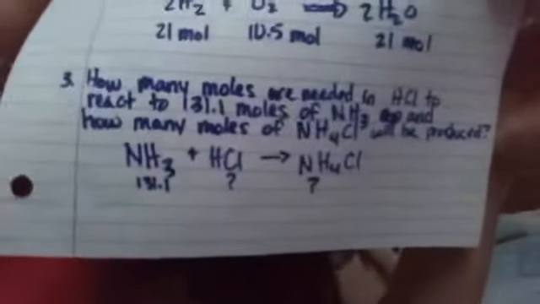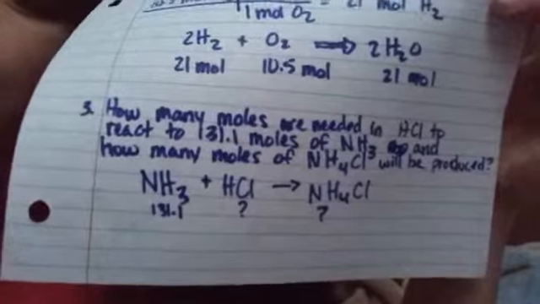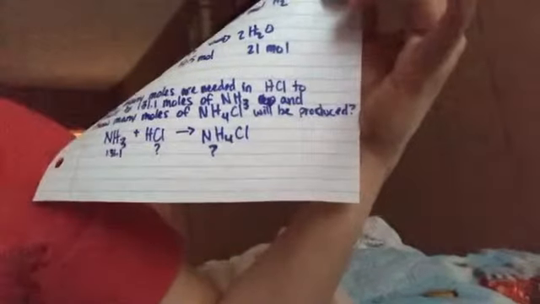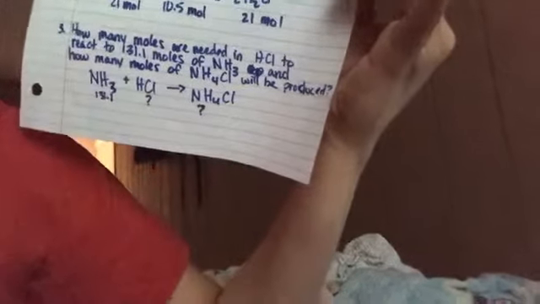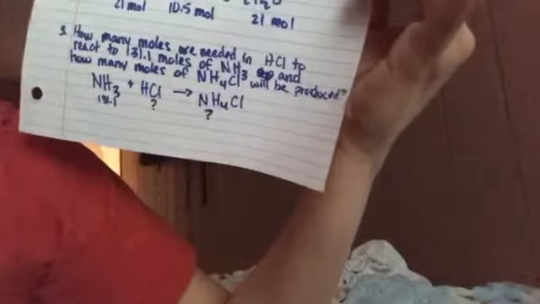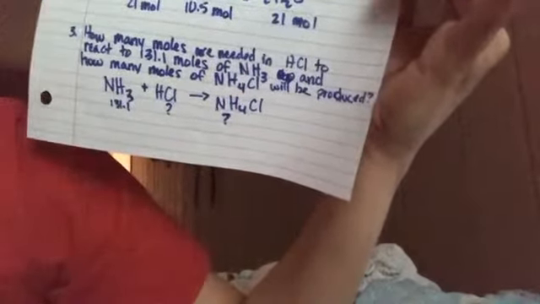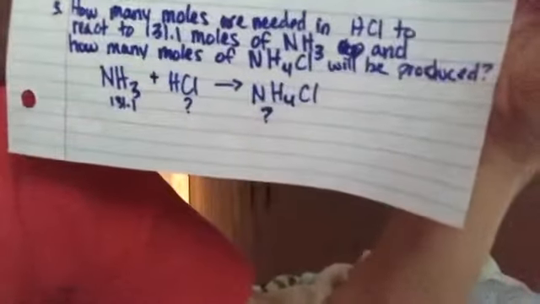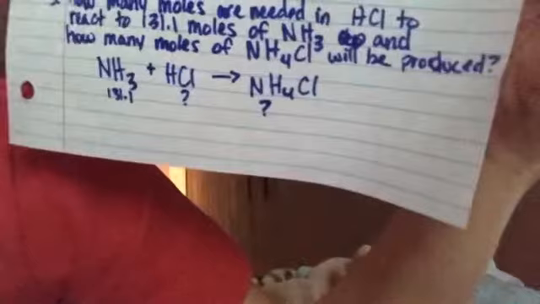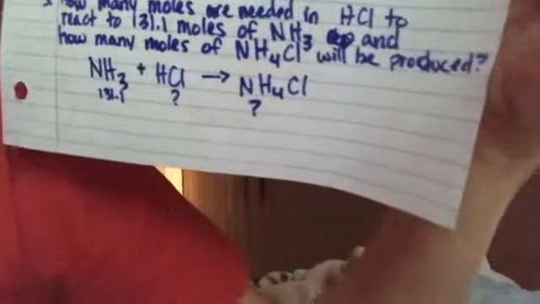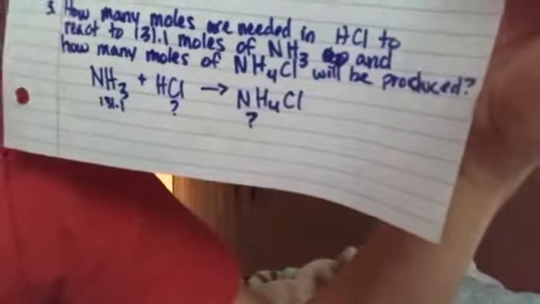And it shows you right there how many moles each of them have. Okay. The next problem asks how many moles are needed in HCl to react to 131.1 moles of NH3, and how many moles of NH4Cl will be produced. So again, we want this to just show what we need to find out. So we know we have 131.1 of NH3, and we need to find out HCl and NH4Cl.